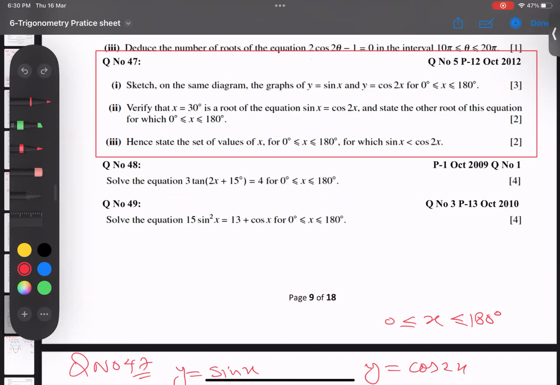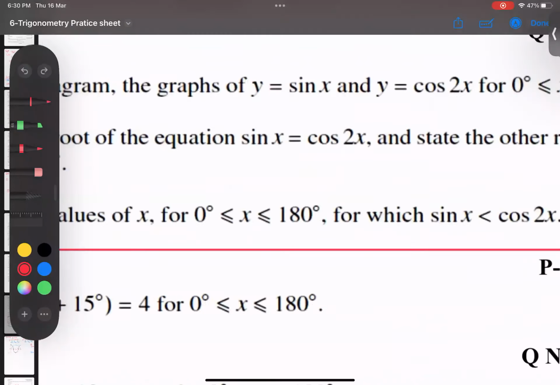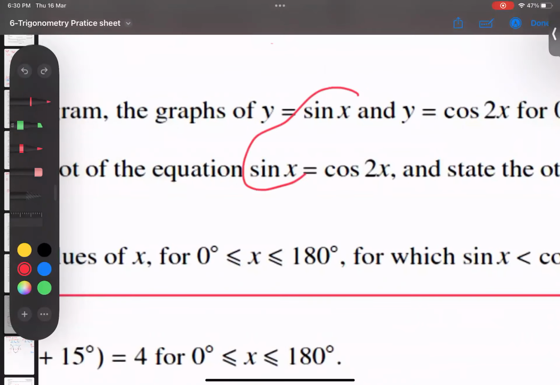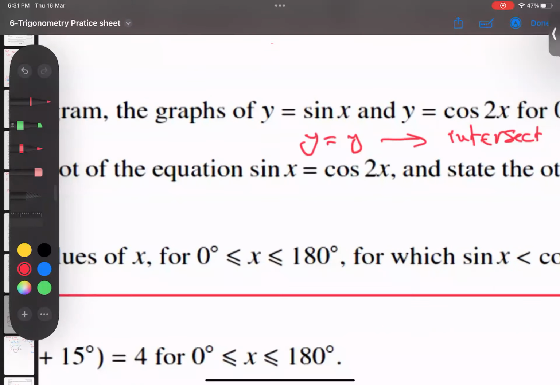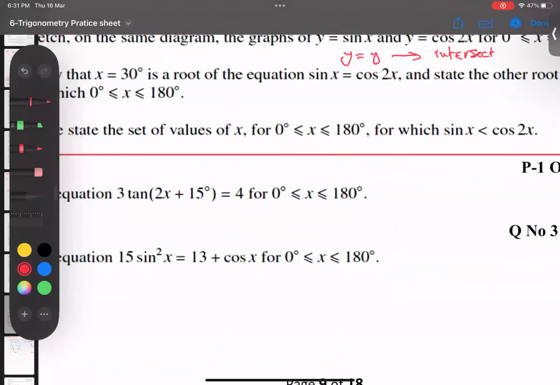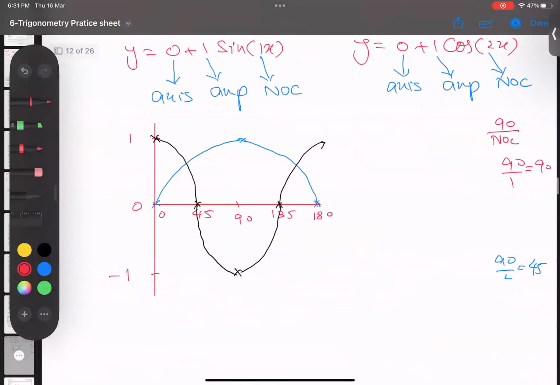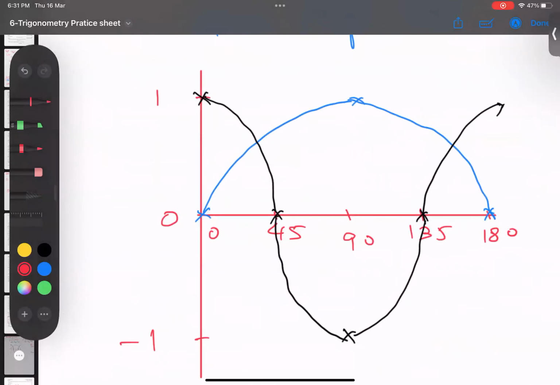Actually, let me tell you. Can you see this equation comes from here? And actually it means y equals y, which means where they intersect. So the point is very clear. Let's start. It means where they intersect. And if you see the question, they intersect at 2 points. One intersection point is here and one intersection point is here.